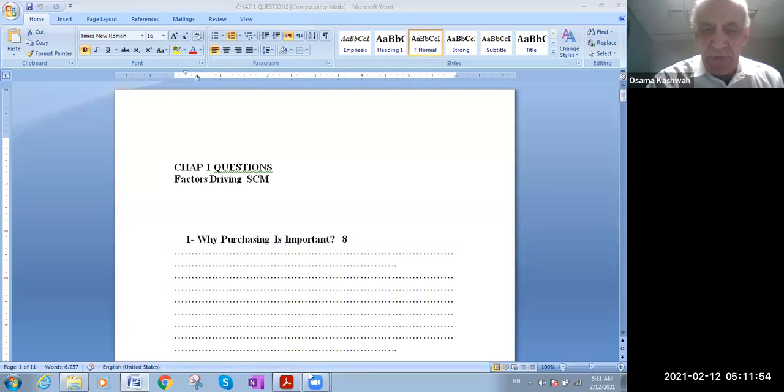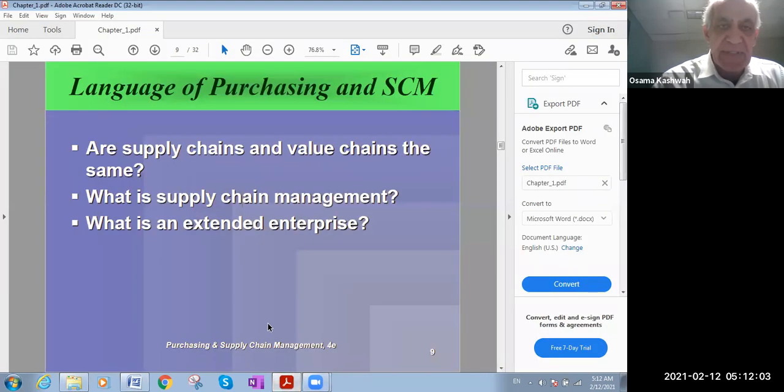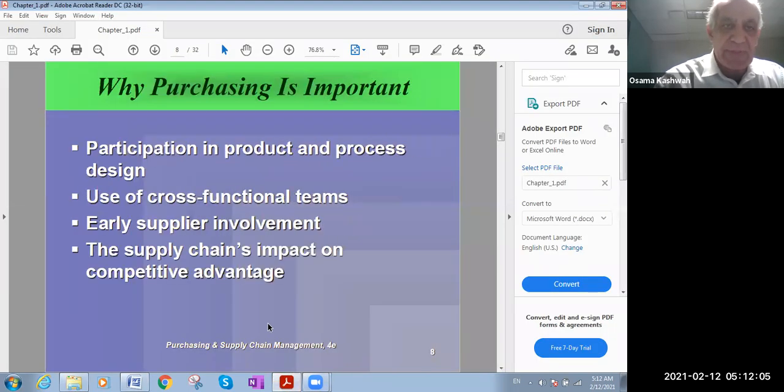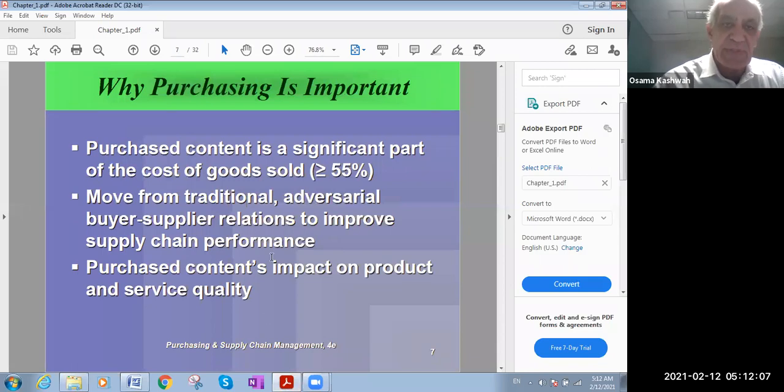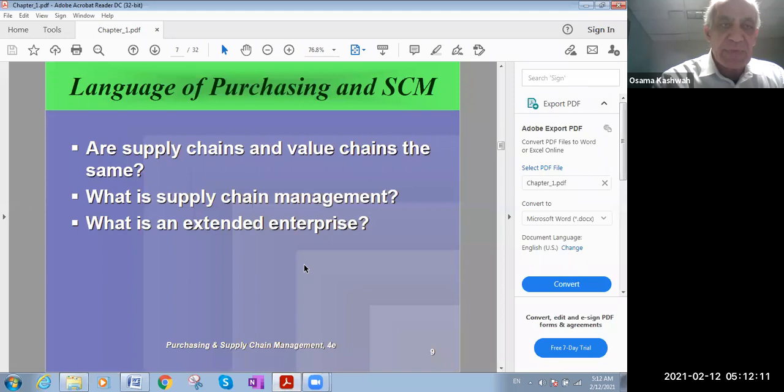Okay, so now this is the point of why purchasing is important. And we said purchasing is important because of these points which we mentioned previously. So let's move on to the other points now. If the supply chain and the value chain have the same meaning, what is supply chain management? So we are now coming to the definition of supply chain management.